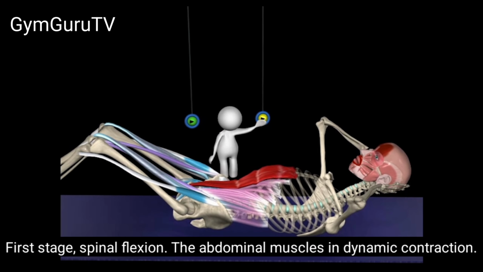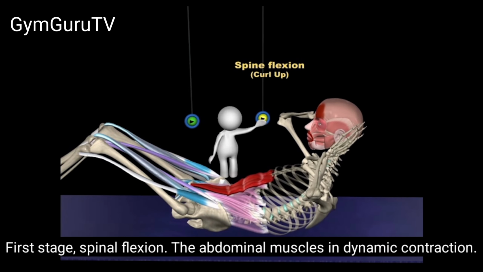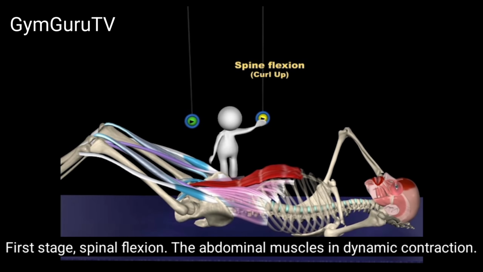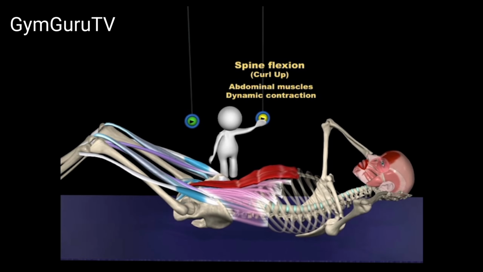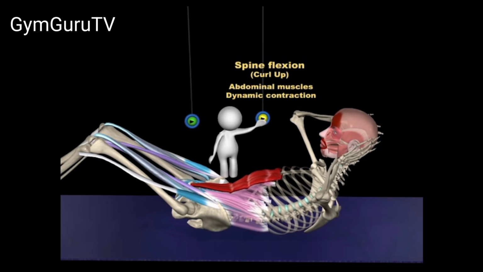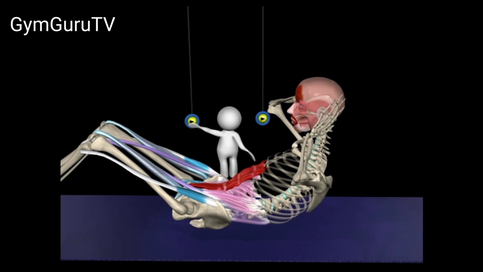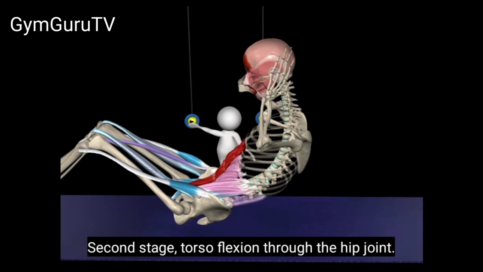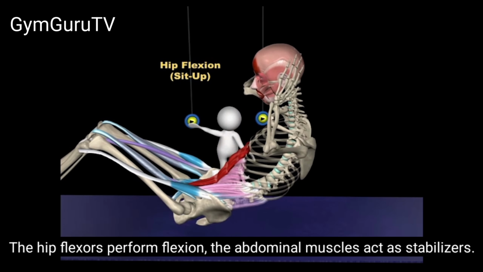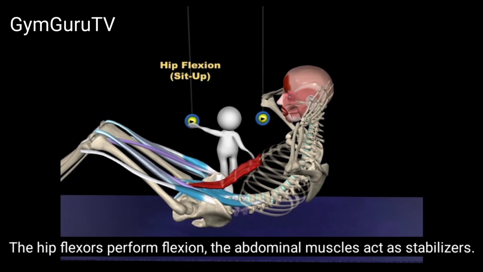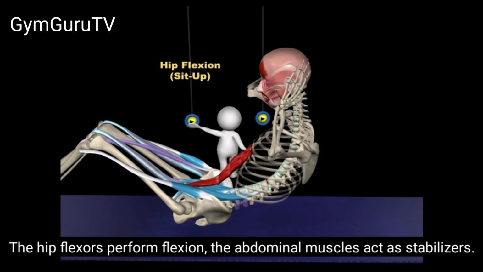First stage, spinal flexion. The abdominal muscles in dynamic contraction. Second stage, torso flexion through the hip joint. The hip flexors perform flexion. The abdominal muscles act as stabilizers.